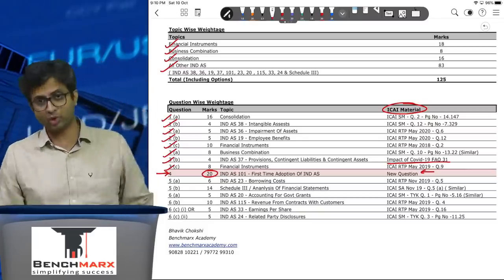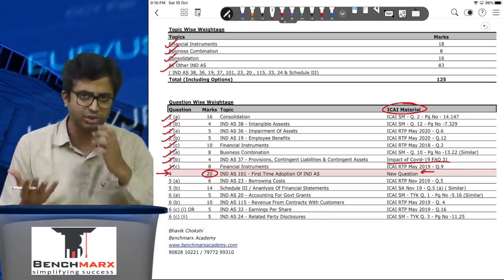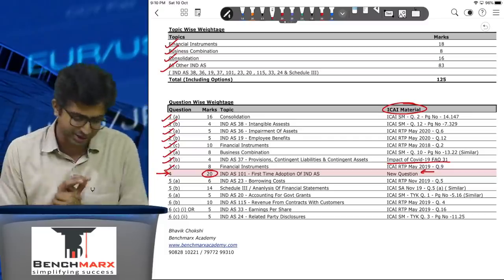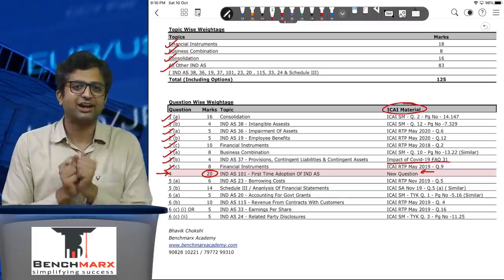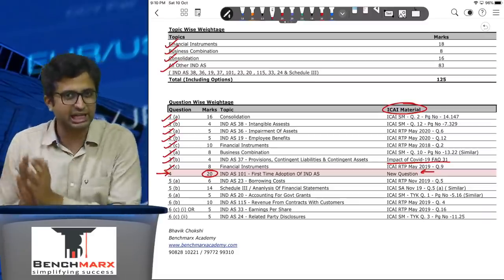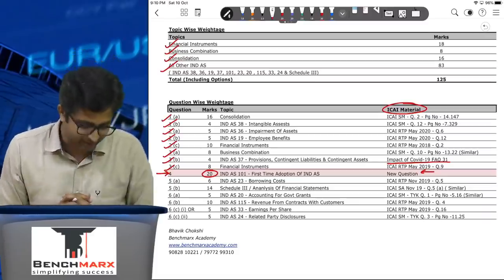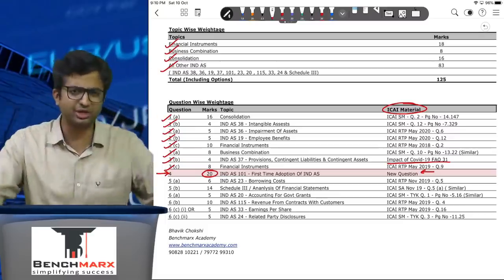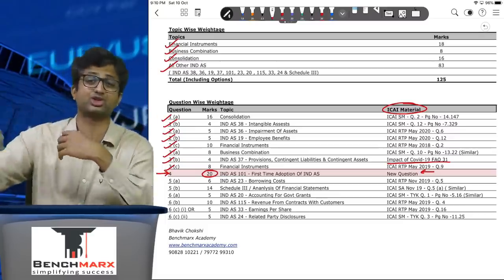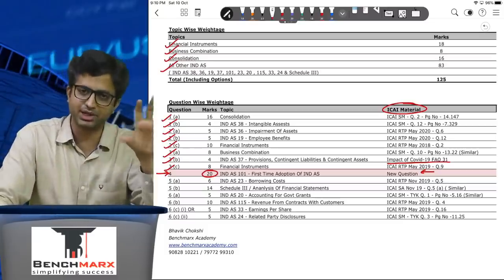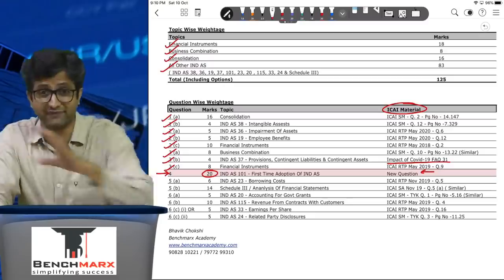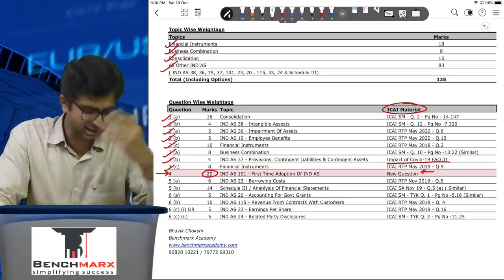And question number 4 is something which I would like to solve for you guys if time permits. It is on transition, Ind AS 101, which is generally a slightly neglected standard by the students as well. So, don't really worry. Ind AS 101 does not come as much in your main exams. There have been questions in past RTPs and MTPs. It's our job to cover everything that the institute asks. And this is a good question.